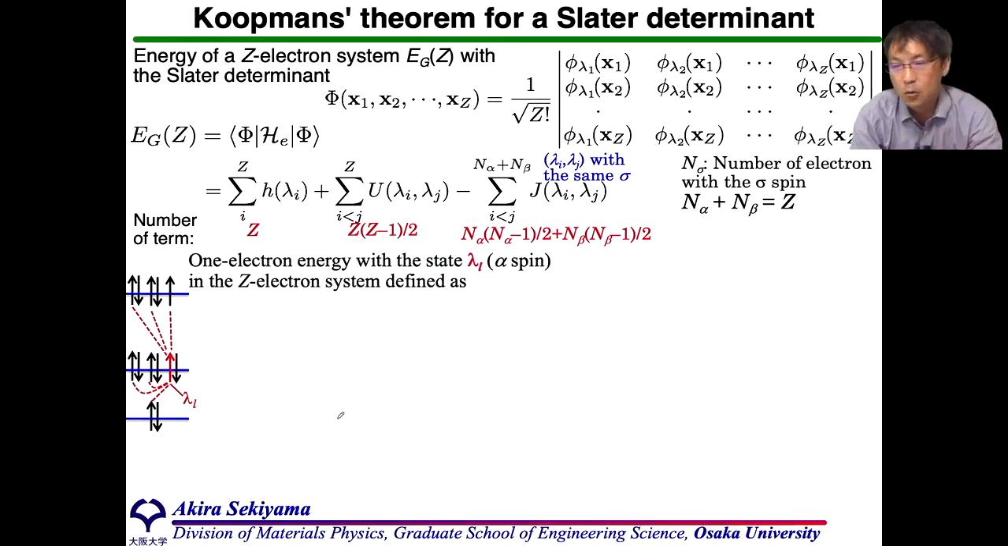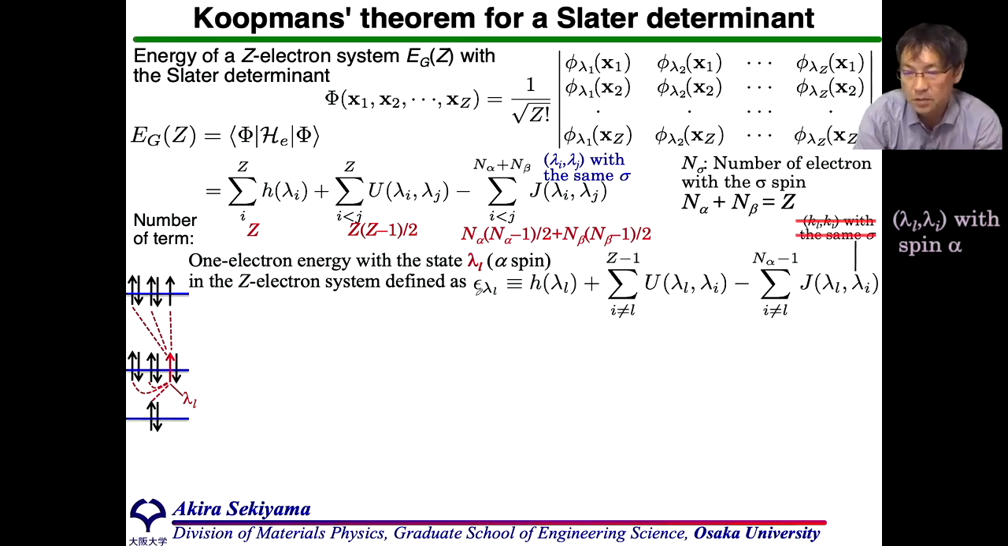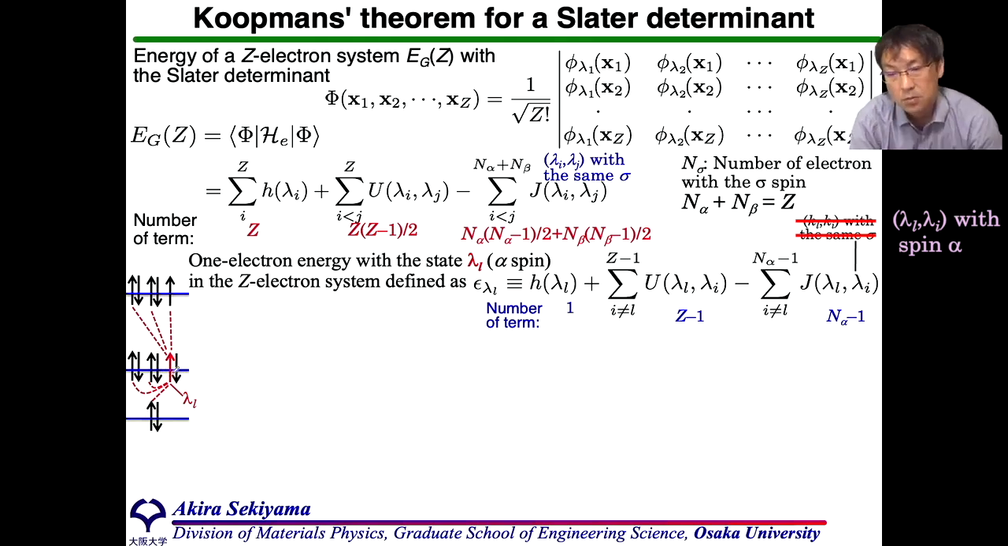Then we consider this situation, whether we can define the 1-electron energy of the state lambda L, this red one, or not, in this Z-electron system. Now we assume that we can define the 1-electron energy of this state as this formula. So the first term stands for the 1-electron energy from the kinetic energy and potential, and the second term stands for the Coulomb interaction between this electron and the other electrons. Therefore, the number of terms is Z-1, and the third term stands for the exchange integral acting only for the same spin electrons. Here we suppose the state lambda L is for the up-spin state, and thus the number of terms is n alpha minus 1.